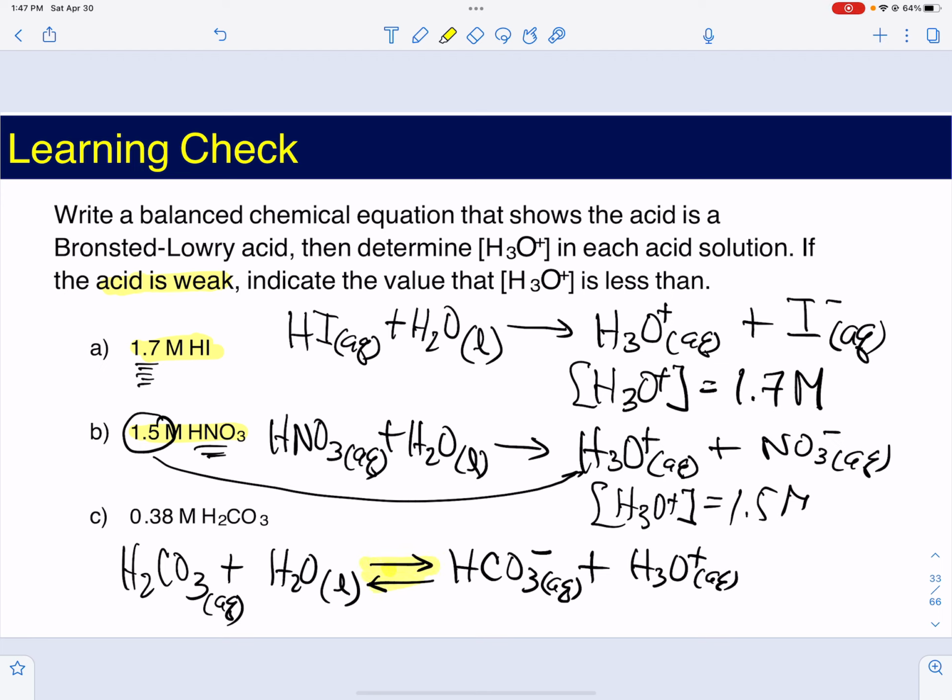Weak acids are represented with 2 arrows, which means there's an equilibrium: some of them breaking, some of them reforming. So at no time will 100% of them go the same way the strong acid does. So the only practical thing I can say is that the hydronium concentration is going to be less than 0.38 because not all of it will become hydronium. So that's how we deal at this level with an acid being strong or weak in terms of the chemistry that is involved.